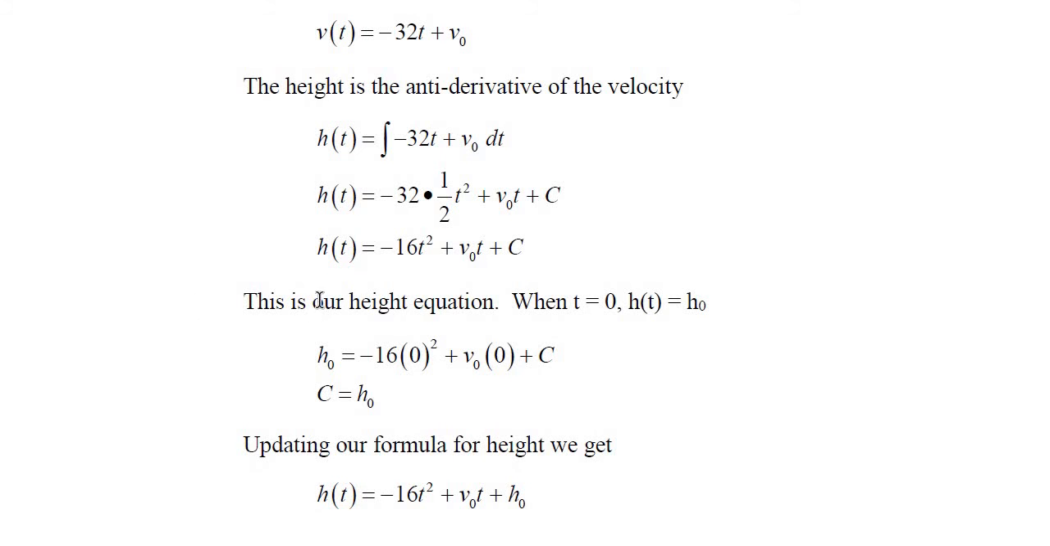Now this is our height equation, and we were given that when t is equal to 0, h of t is equal to h0. So if I replace h of t with h0 and I plug 0 into my t's, I get negative 16 times 0 squared plus v0 times 0 plus c, which gives me c equal to h0. So updating our formula, this gives me an equation for height. So height is equal to negative 16t squared plus v0 times t plus h0.